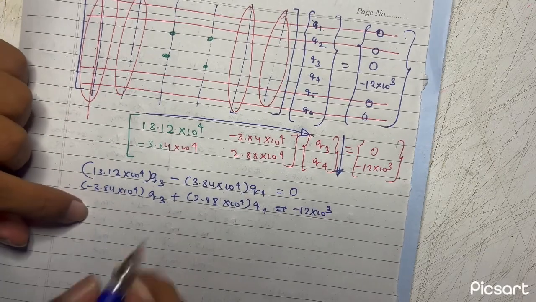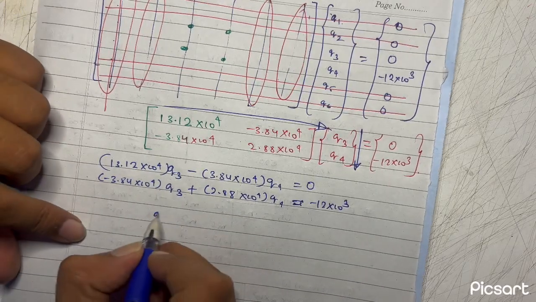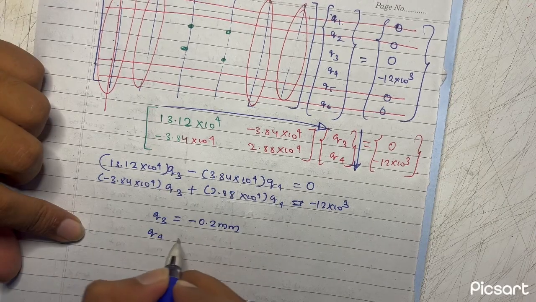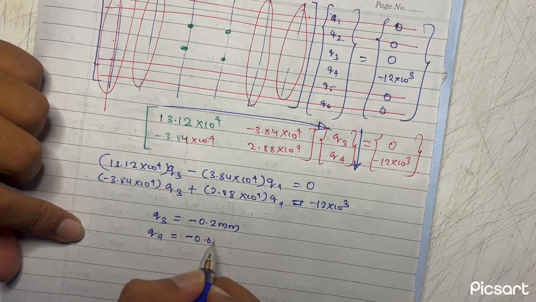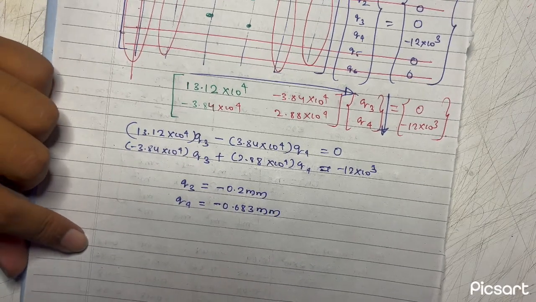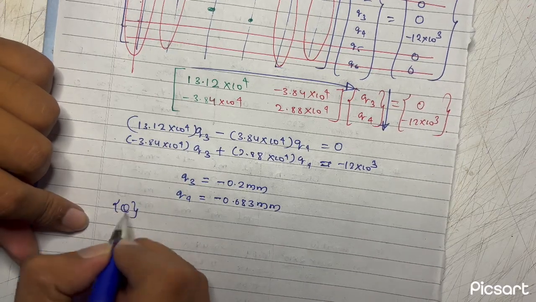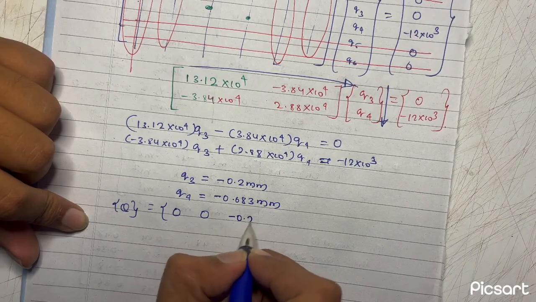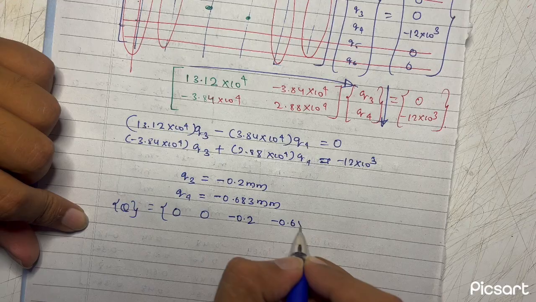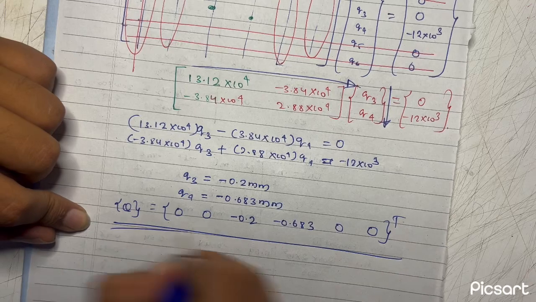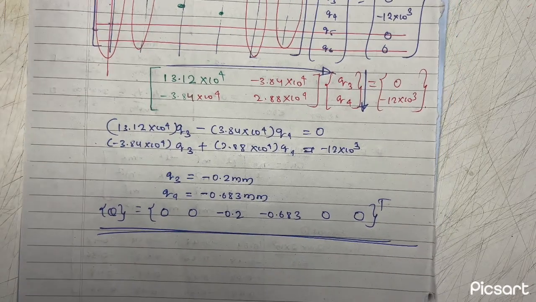Okay, after solving this with the help of a calculator, we'll get Q3 as minus 0.2 mm and Q4 as minus 0.683 mm. The same thing we have to write in vector form, that is Q is equal to, as Q1 is 0, Q2 is 0, Q3 is minus 0.2 and Q4 is minus 0.683 and Q5, Q6, 0, 0. This is transpose. Okay, this completes the global nodal displacement vector for the given structure.